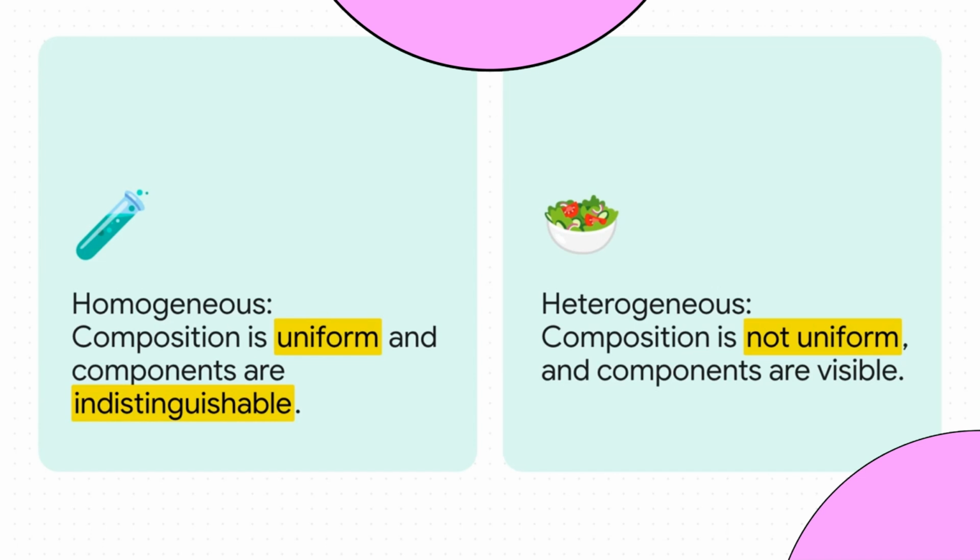Let's look closer at those mixtures. If you stir salt into water, it dissolves, right? You can't see the individual salt bits anymore. The whole thing looks the same. That's a homogeneous mixture. But if you mix sand and water, you can totally see the sand. The parts are still distinct. That is a heterogeneous mixture. One is perfectly blended, the other is clearly not.